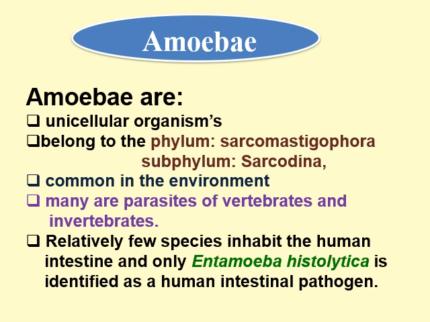We will start with the group Amoebae. Amoebae are unicellular organisms belonging to the phylum Sarcomastigophora, subphylum Sarcodina. They are common in the environment. Many parasites of vertebrates and invertebrates belong to this subphylum. A few species inhabit the human intestine, and only Entamoeba histolytica is a pathogenic intestinal amoeba for humans.